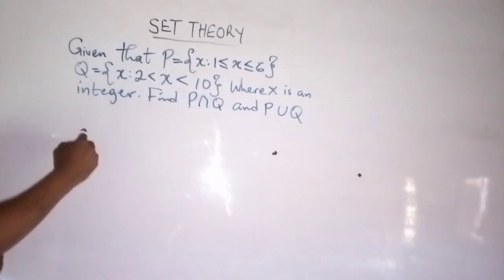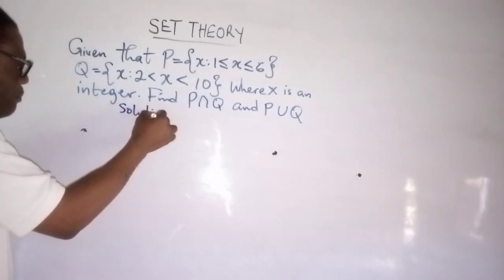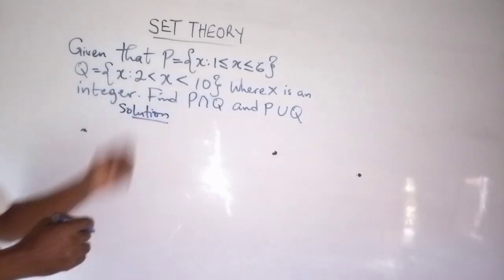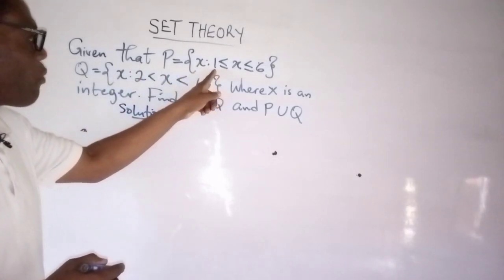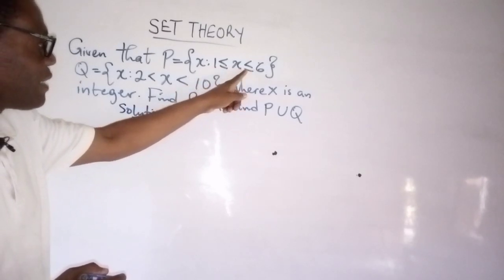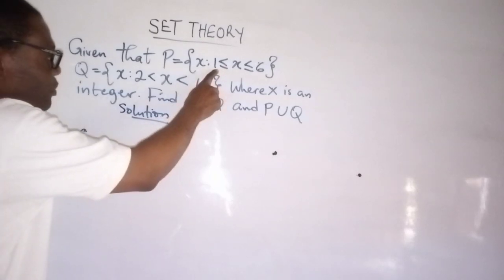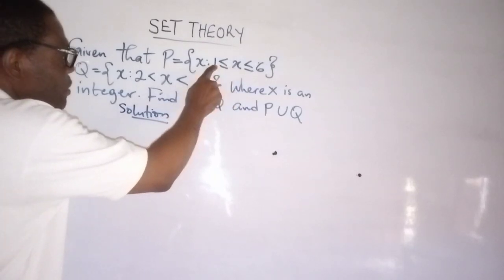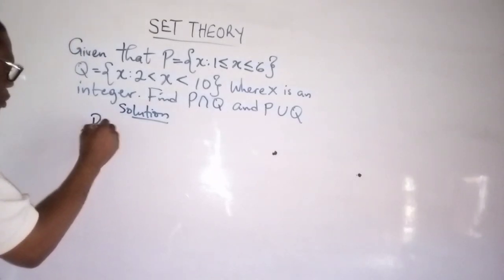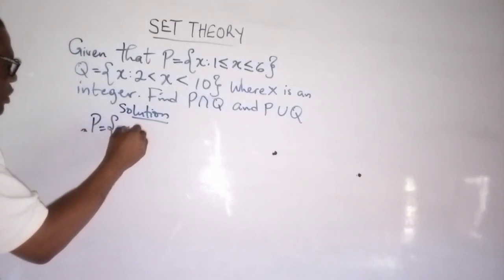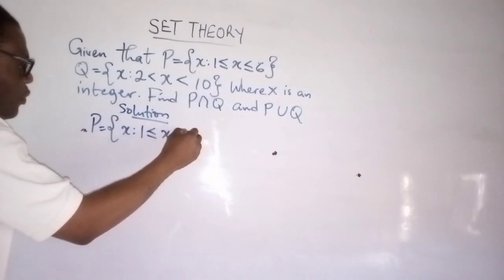So I shall repeat that again. Solution to this problem. I shall read the question. Given that P is a set of S such that 1 is less or equal to S is less or equal to 6. It means that all the values of X will be between 1 and 6. So I'm going to interpret that as such that 1 is less or equals to S is less or equals to 6.